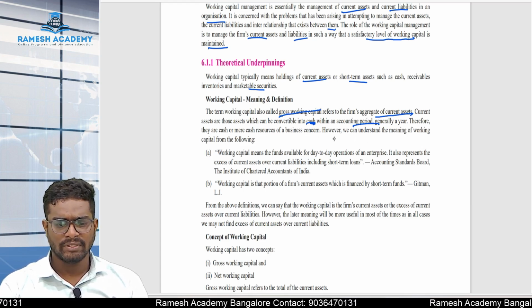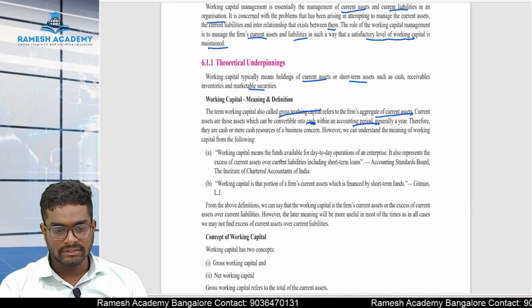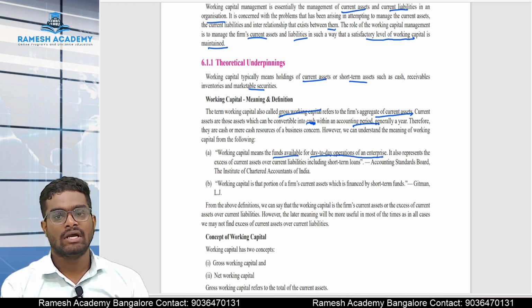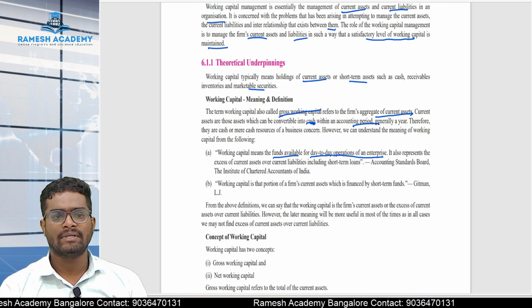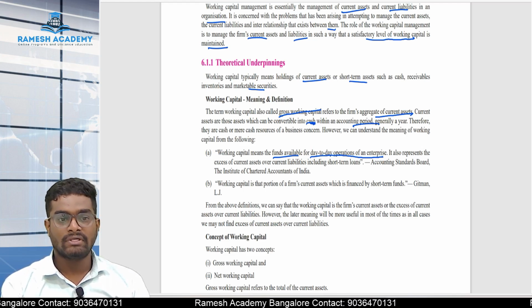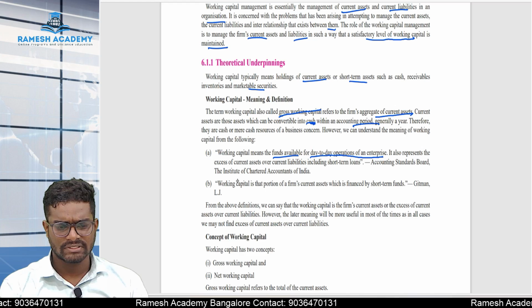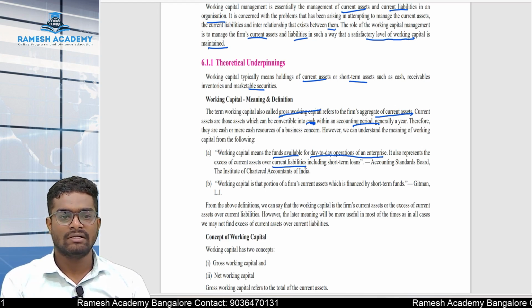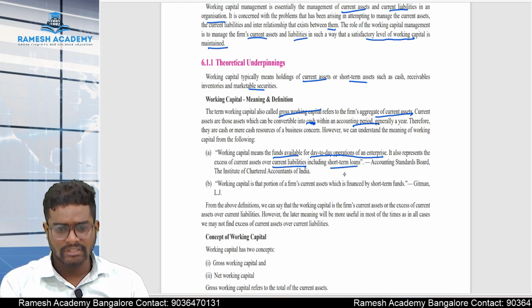However, we can understand the meaning of working capital from the following. Working capital means the funds available for day-to-day operation of an enterprise. So I told you, daily you have to make payments to the creditors, daily you have to make payment to your employees if they are based on wages. So for day-to-day needs you need the funds. That is known as working capital. It also represents the excess of current assets over current liabilities, including the short-term loans. So this is what we are learning from the beginning of our financial management.